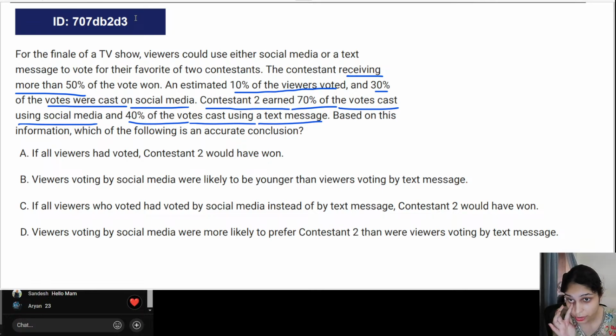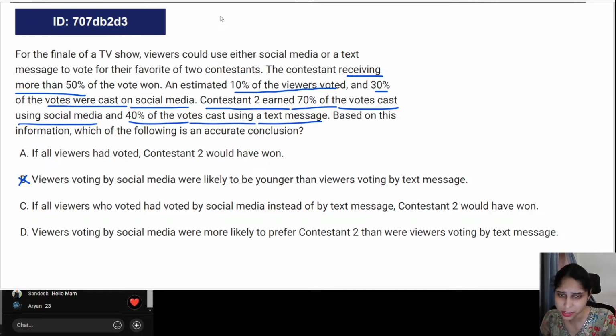If all viewers had voted, contestant 2 would have won. Viewers voting by social media were likely to be younger than the viewers voting by text message. There's no indication about the age of the viewer, so this is not the case. They're not saying which one is younger, which one is not. If all the viewers who voted had voted by social media instead of by text message, contestant 2 would have won. Viewers voting by social media were more likely to prefer contestant 2 than were viewers voting by text message.